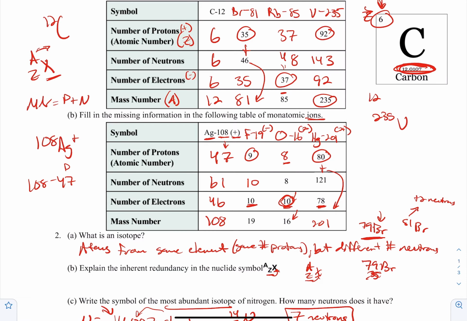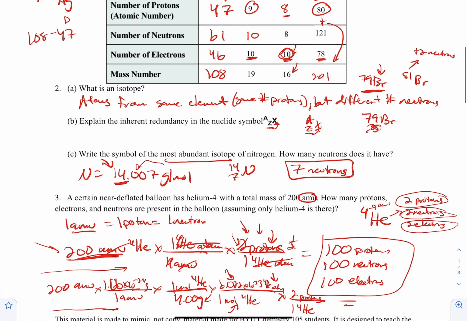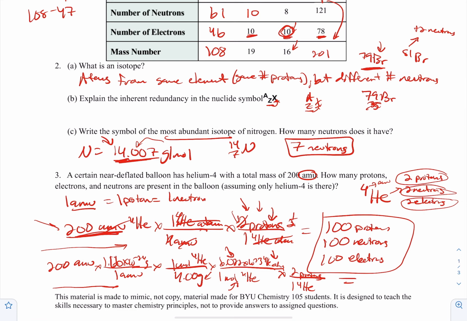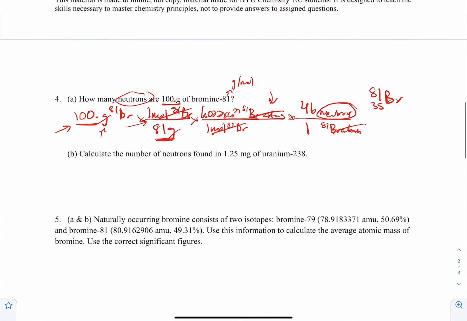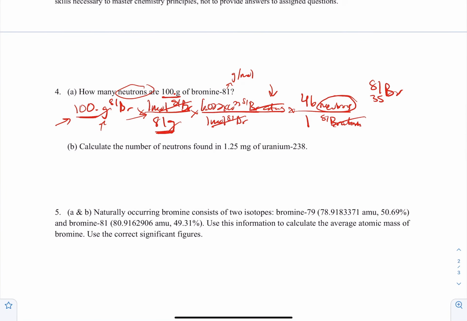You'll see 14.007 for nitrogen, right? For bromine, I'm pretty sure if you add up the abundance of isotopes there, it's something like 79.904. In this case, we were only working with the 81 isotope, so we didn't have a mixture of isotopes, so we just did 81 grams instead of this value.